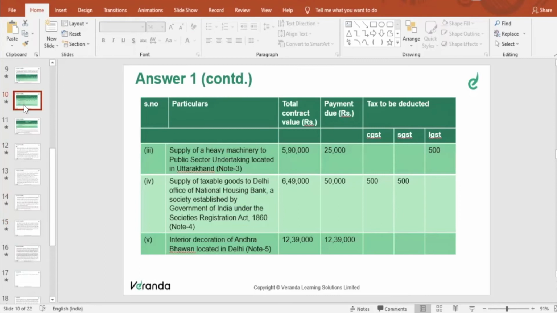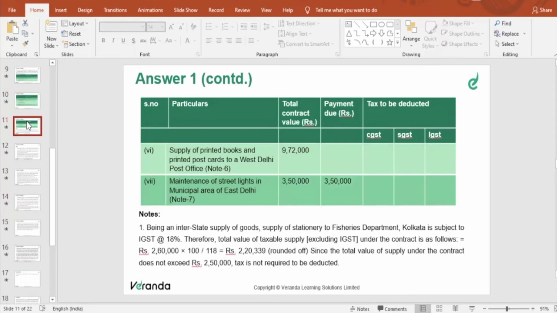Again, I am re-stressing it. That was a slip up. Please let me know if there is any doubt on that. On the entire value of 9,72,000, TDS will still not be deducted at all. Are we all following? Yes, sir.